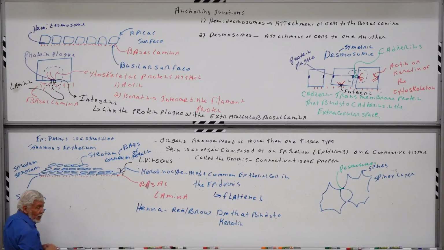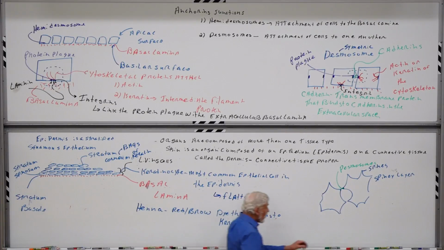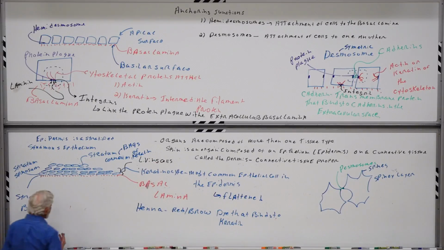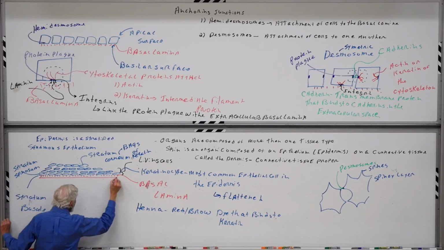So those are epithelial cells. They're transient. They don't live very long. They're the classic epithelium that divides and replaces itself. But we said that skin is an organ, and it's composed of two tissue types. So down here is the other tissue type.